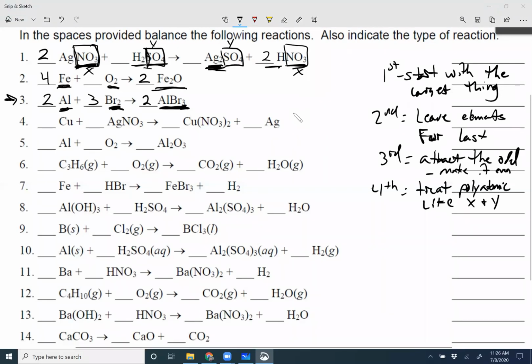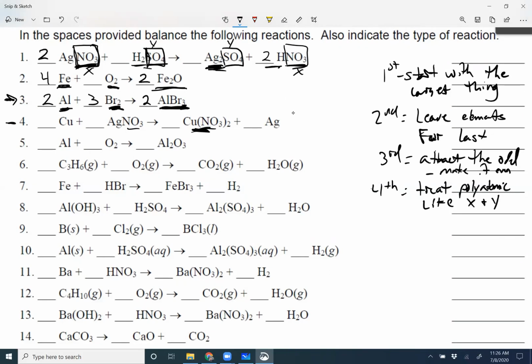So this guy right here, number 4, is a good example of all of our tips put together so far. We have our nitrate on both sides, so we can do tip number 4 here. We have our big ugly mess, and we don't have an odd thing, so we don't have to worry about that. But we can also leave our silvers and our coppers till the end. This one's actually pretty easy to balance if we follow our tips. We come over here, we start over here. We worry about the copper and the silver last, where you don't have to worry about odd things.